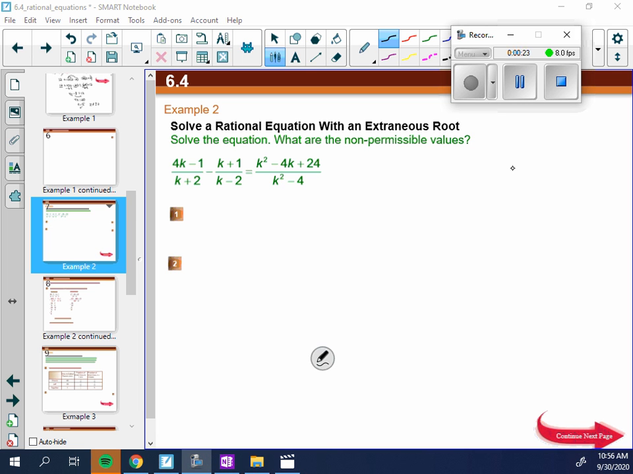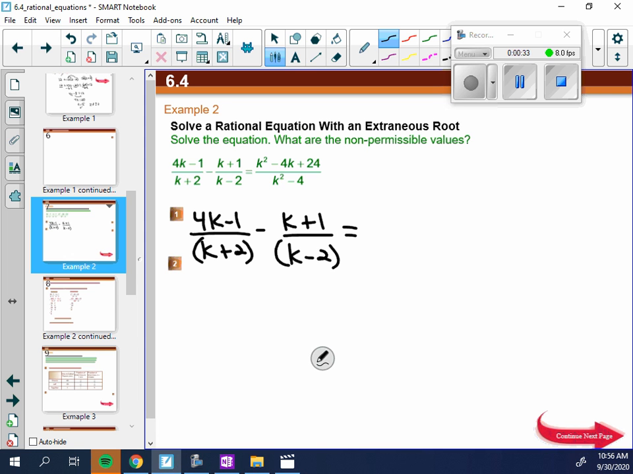Okay, so I just have to make sure everything's factored in the denominator. This first one, already factored in the denominator. Second one, already factored in the denominator. The last one, not factored in the denominator. Okay, and I'm going to leave the numerator as is. Whoops, not B. How do I factor my denominator in this last one? Difference of perfect squares. Good. It's k minus 2 and k plus 2.